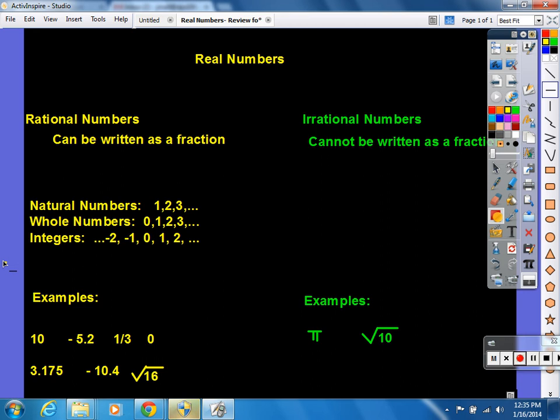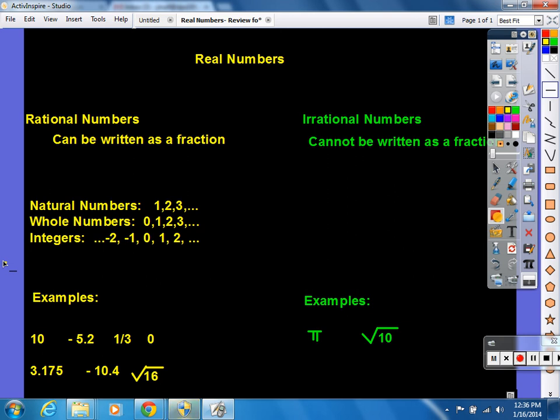A number like 3.175 or -10.4, those are decimals. We don't call them decimals when we're classifying. We simply call them rational numbers. Notice that the square root of 16 is on our rational number side because we know that the square root of 16 is 4. Well, 4 is certainly rational because it is natural, it's whole, and it is an integer.